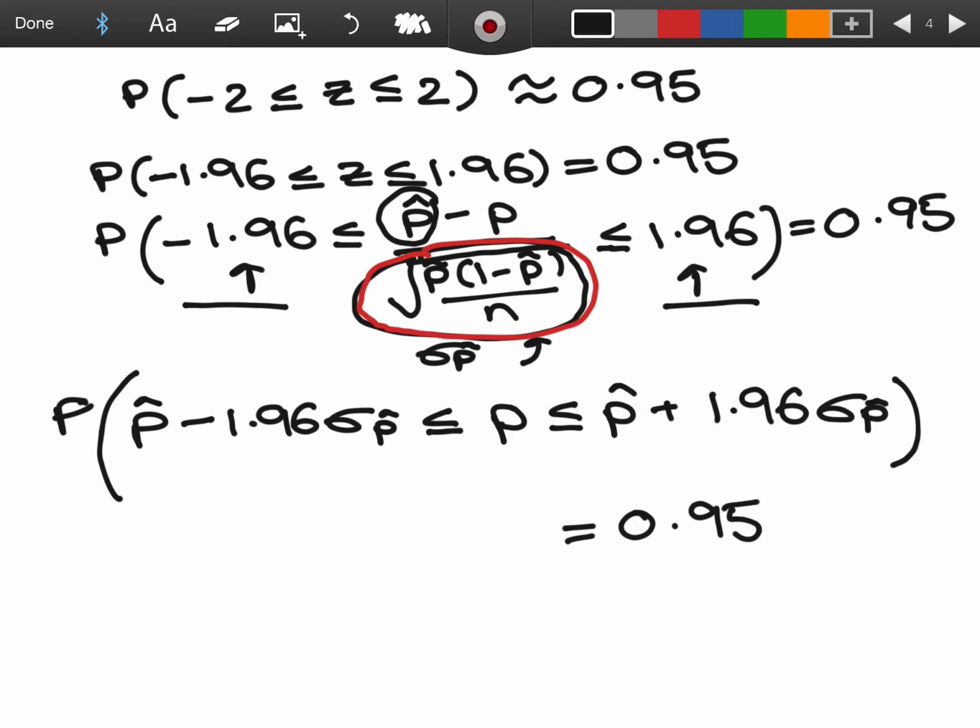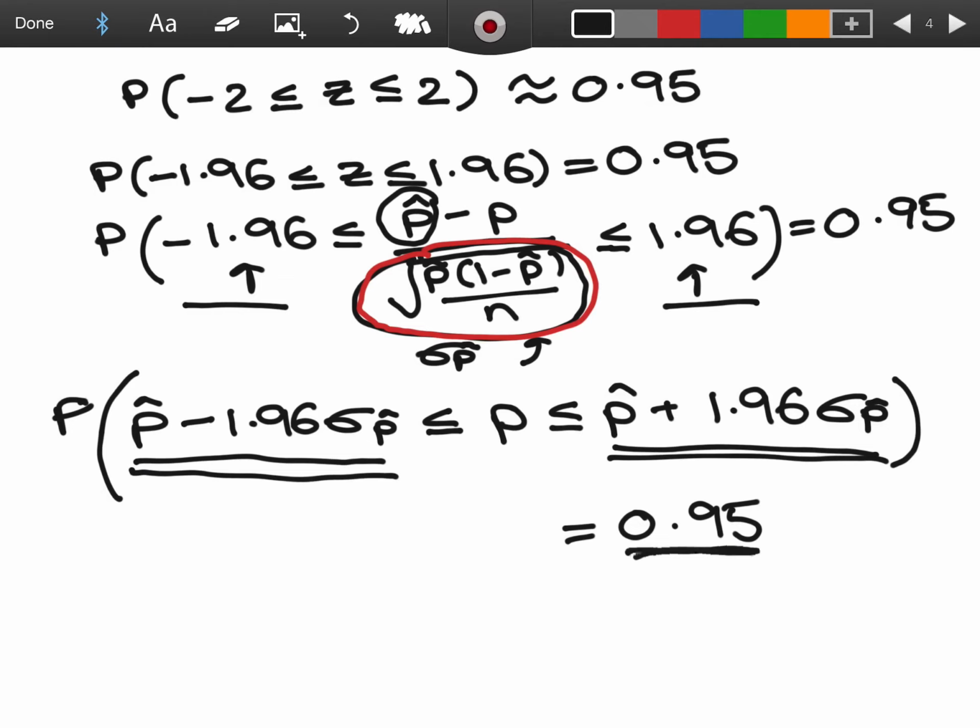Okay, so I now have bounds on my population proportion. It can be as small as this value or as large as this value, with a 95% certainty that it would land in that range. So I am 95% certain that my population proportion will land between this value and this value. Again, I'm going to extend that to be however confident I want to be. In this case, we were 95% confident because we were looking at a 0.95 probability.